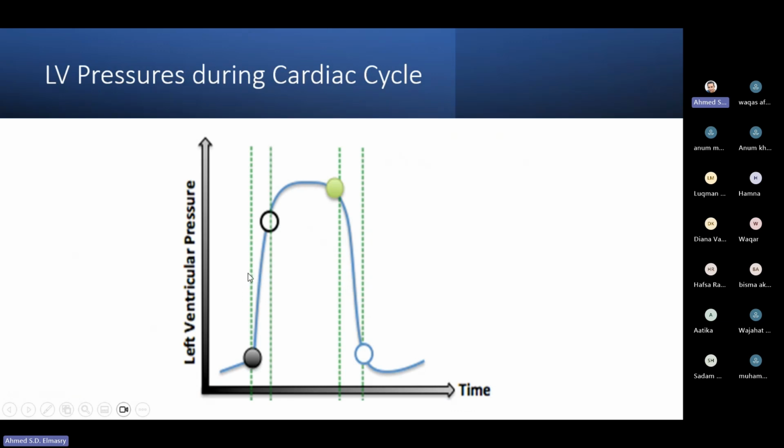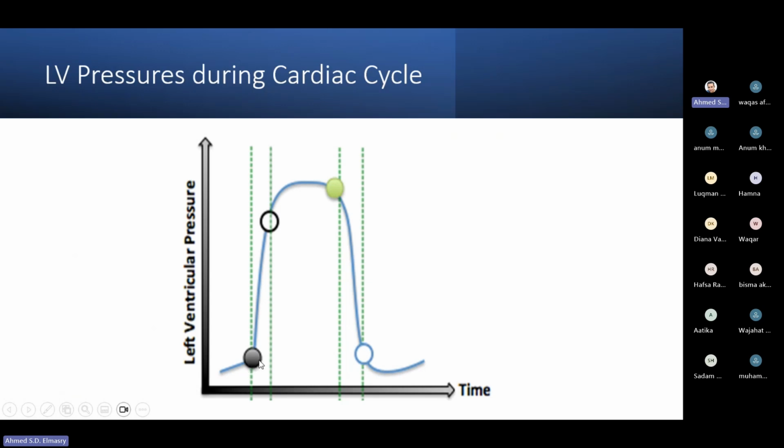And if we plot the changes of the left ventricle pressure against time throughout the cardiac cycle phases, you will get this graph of the left ventricle pressure time curve. So this is the first phase of the cardiac cycle, which is the isovolumetric contraction phase. The next phase is the ejection systolic phase. The third phase is the isovolumetric relaxation phase. And the last phase is the diastolic filling phase.